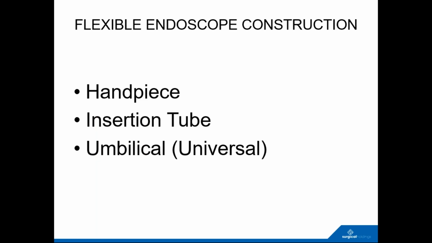Flexible endoscope construction, think of it in three aspects to the instrument. There's an area for the hands, an area that goes in the patient, and an area that goes into the light source and video processor. So the handpiece, the insertion tube, and what's usually known as the umbilical, but in some countries and with some instruments it's termed the universal.